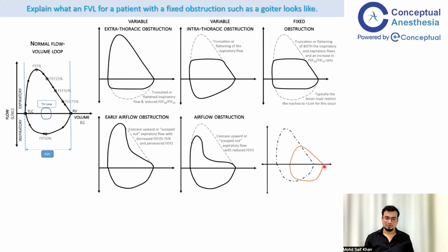So residual volume decreased, TLC also decreased, PEFR is also decreased, and there is a decrease in the peak inspiratory flow. So everything is decreased. This loop becomes smaller in area, and there is the right shift. Okay, so that is your restrictive lung disease.